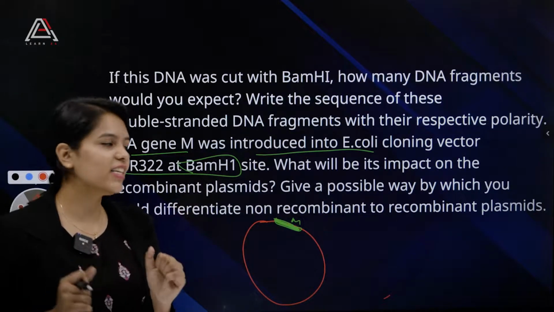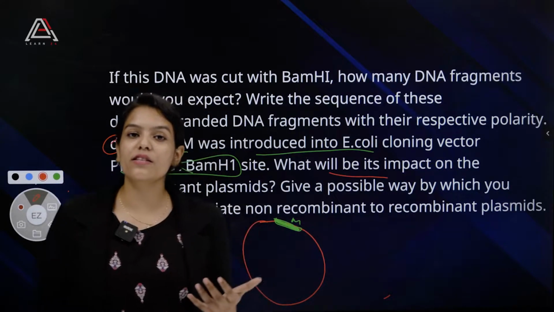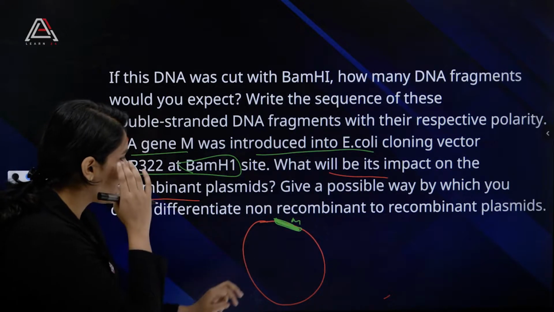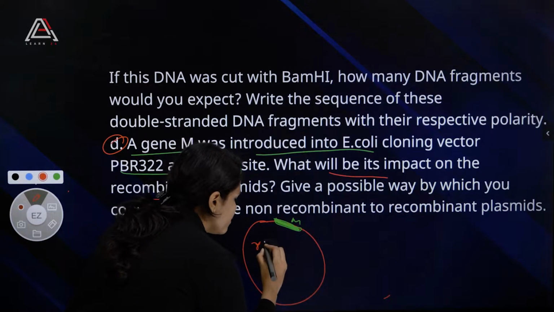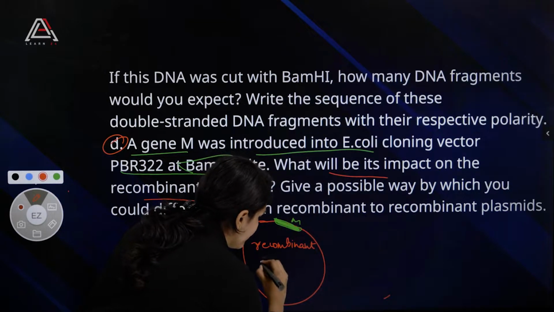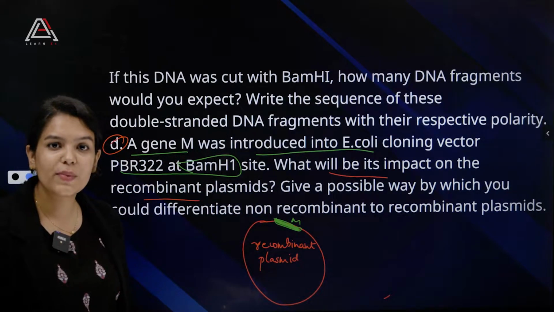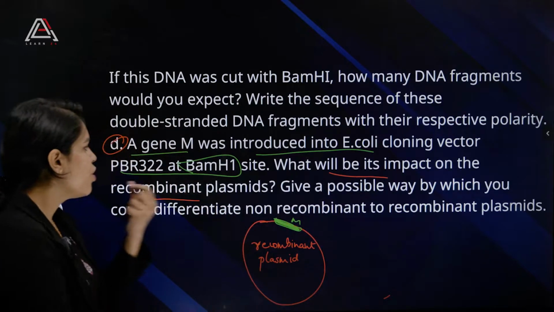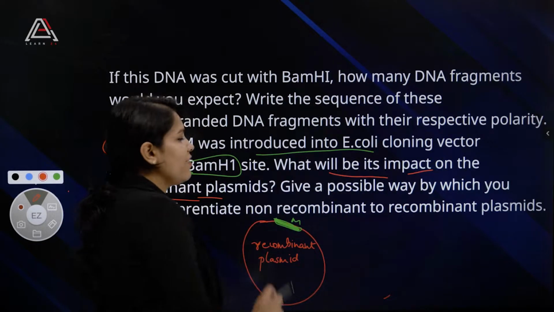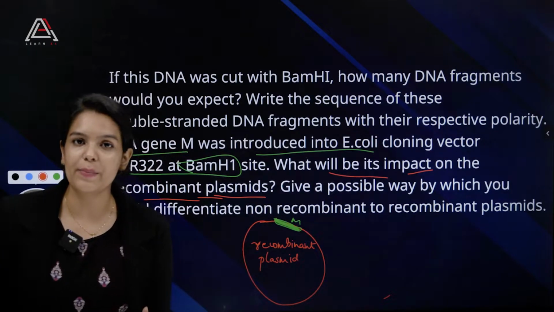The question here asked is: what will be its impact on the recombinant plasmid? What is a recombinant plasmid? One where a gene of interest is being introduced. Here the gene M is being introduced, so this is a recombinant plasmid. So the question asked is, what will be its impact if this recombinant plasmid, that is consisting of gene M, is present?